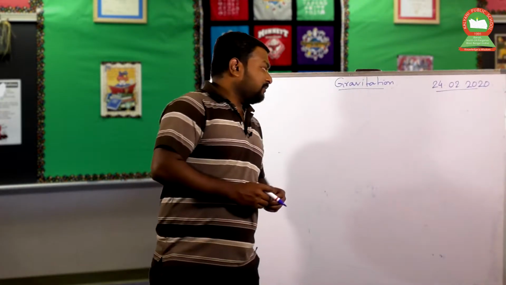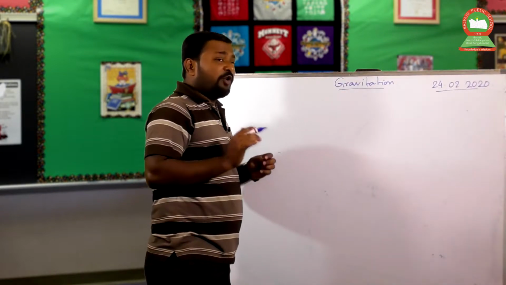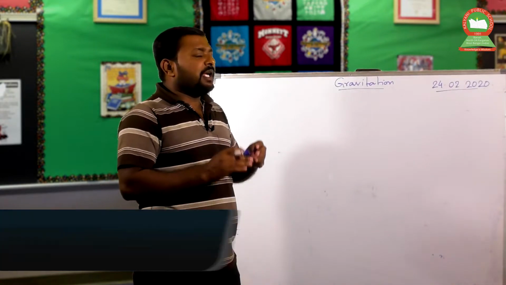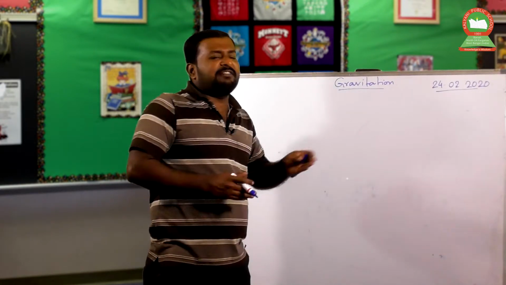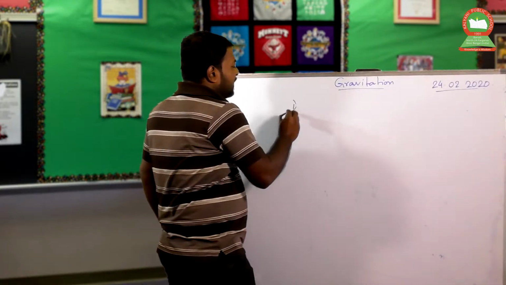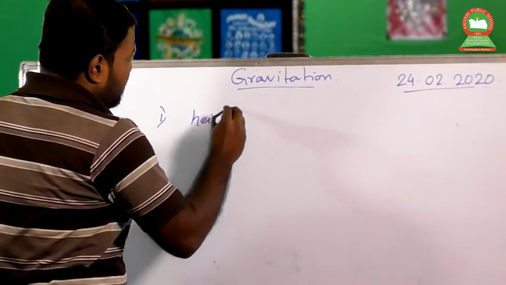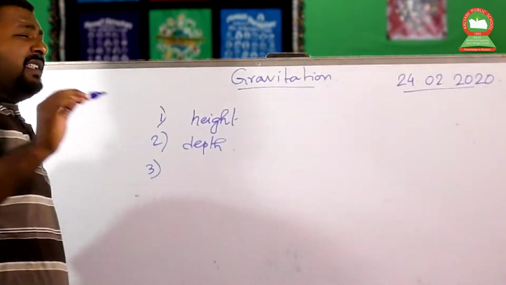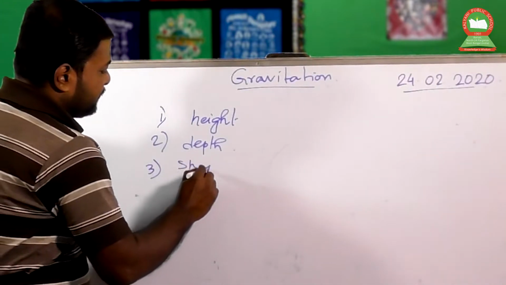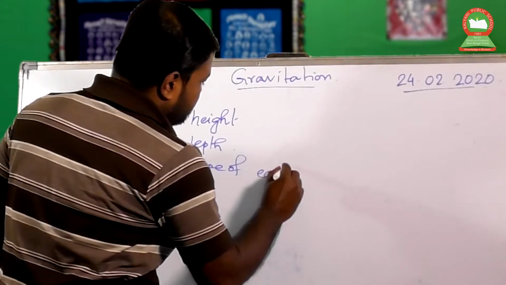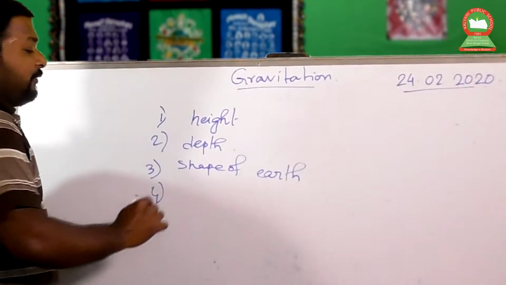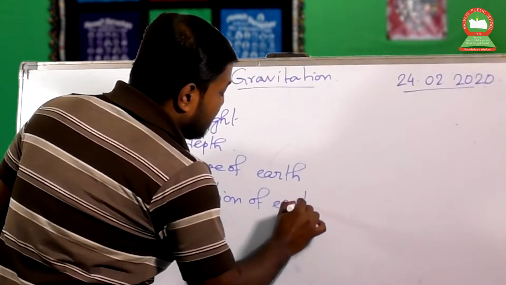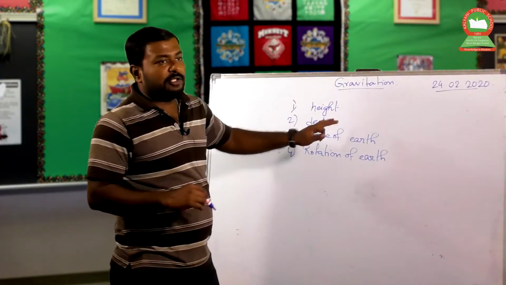Now in your previous class we learned the value of g, small g as well as capital G. Now there are certain factors which actually affect the value of g. What are those? Number 1, height. Number 2, depth. Number 3, the shape of the earth. And number 4, rotation of the earth. So these are the factors which can affect the value of g.